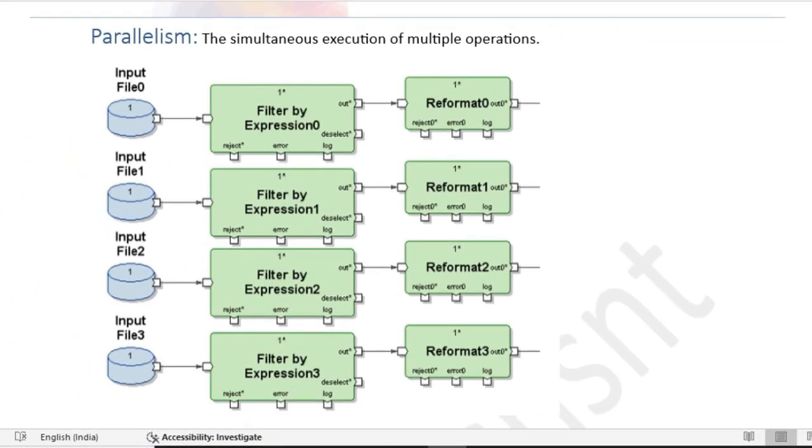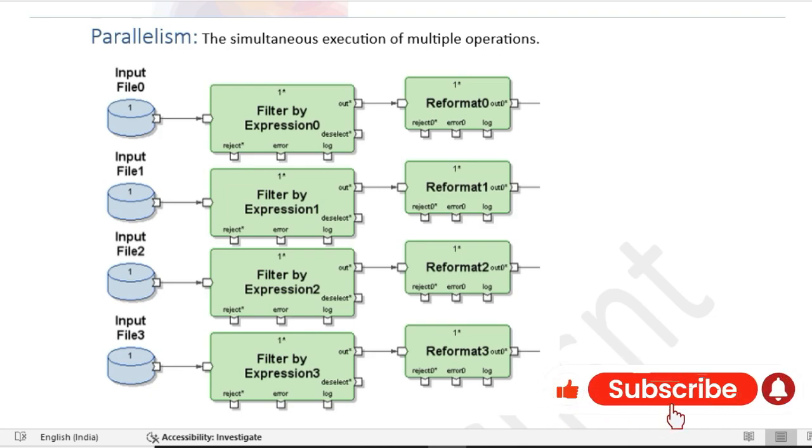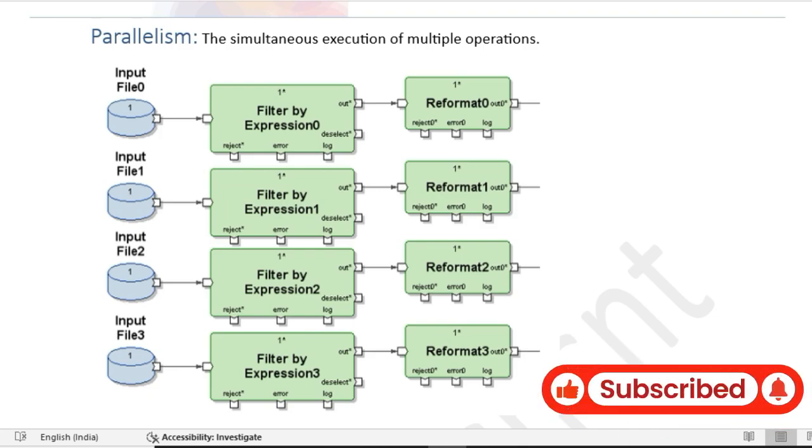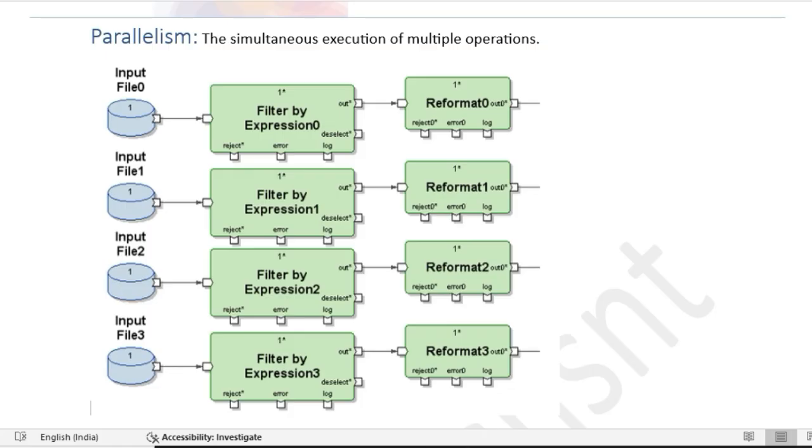As we know, parallelism means that multiple operations are happening simultaneously, at the same time. So we call that parallelism. You can see in this example we have inputs 0, 1, 2, 3. All these input processes are happening at the same time. So we call this parallelism, and we can discuss it in detail in the types of parallelism.